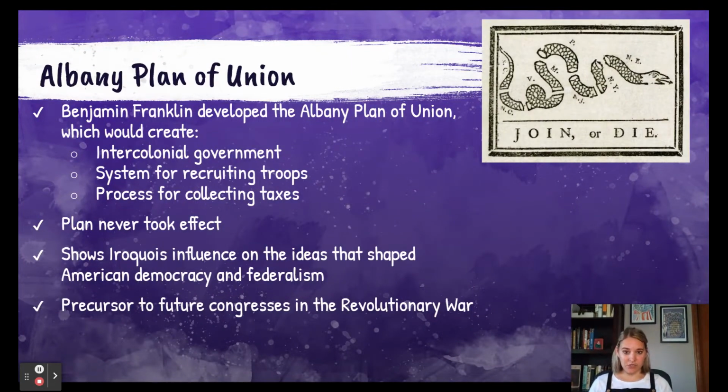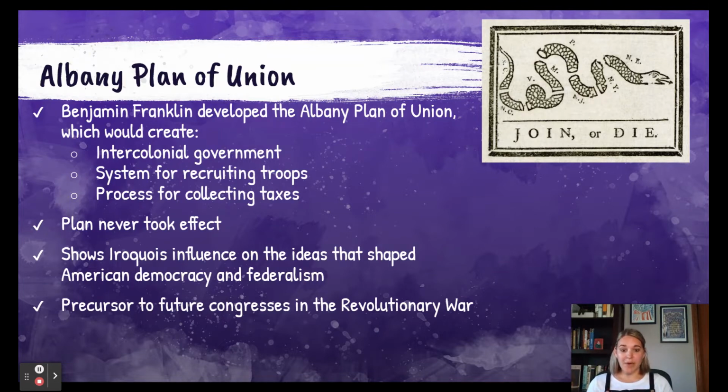So during the 7 Years' War, Britain wanted colonial coordination against France. And so Ben Franklin came up with this plan, and as you can see in the cartoon there, encouraging the colonies to join together. He was going to have them create a grand council that would be in charge of making laws, recruiting troops, and collecting taxes. Now, the plan never took effect. So why do we remember it in American history?